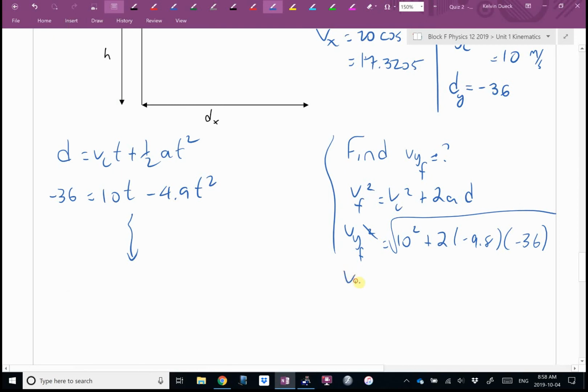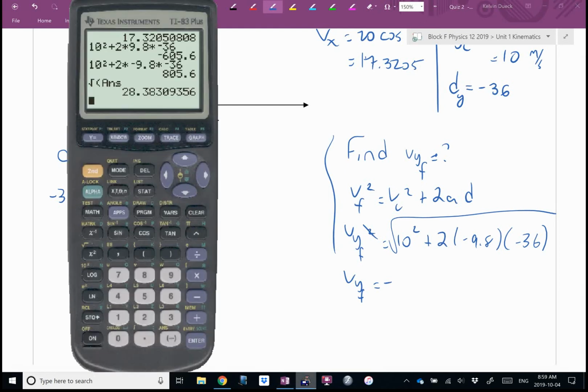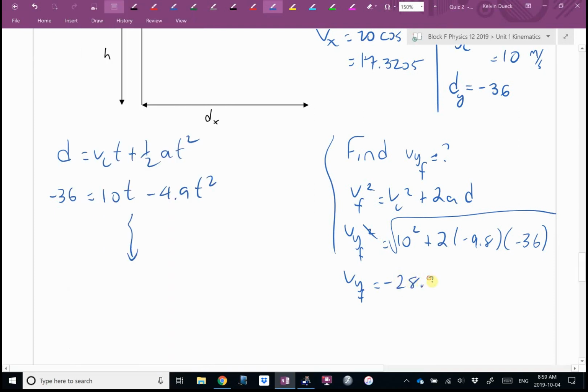So I'm going to say that Vy final, the tricky part with this, I have to remember, Rowan, to add the negative myself. And that's a common thing that kids forget, which is why I don't necessarily emphasize this method. But it's going to be negative 28.383 meters per second. And now I can find time.